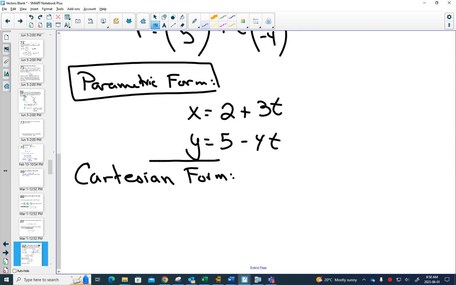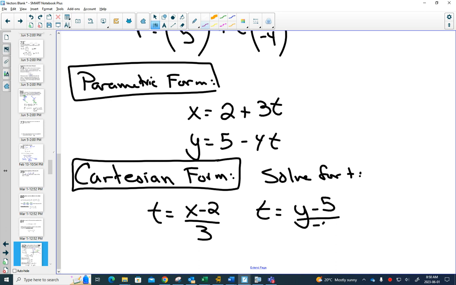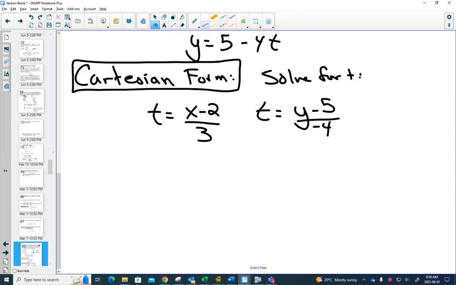And for what we're going to be doing, the least useful one is going to be our Cartesian form. In our Cartesian form, first of all, you're going to solve for t. So I take both of my parametric equations, get t by itself. And then you can equate them.